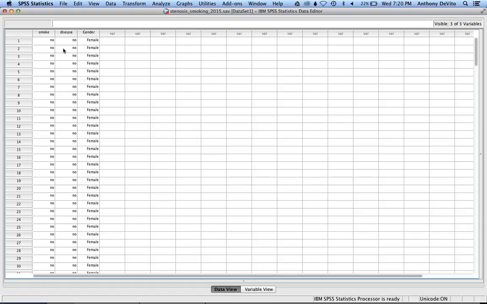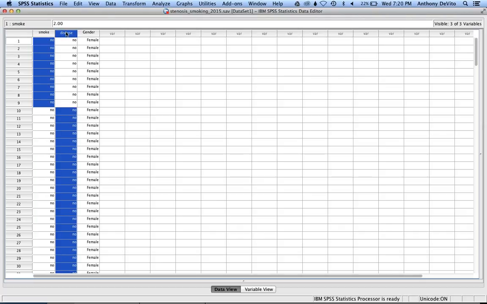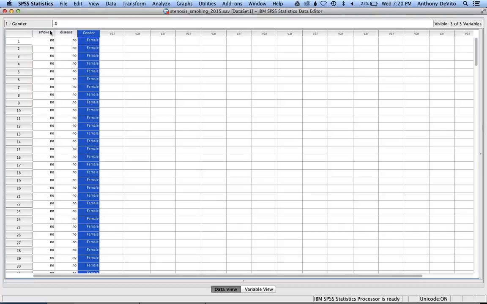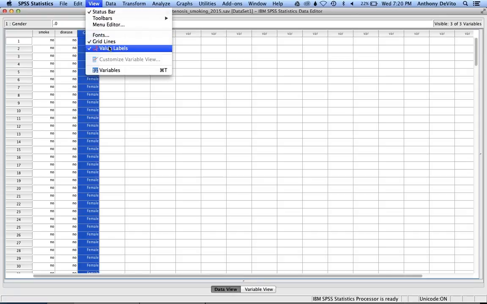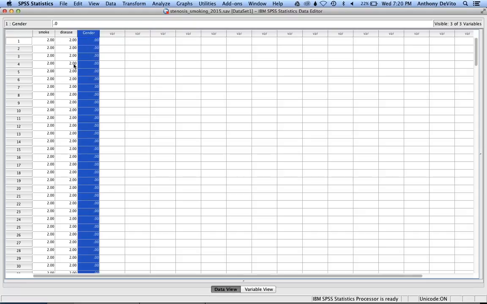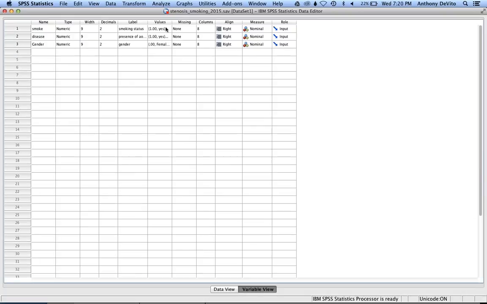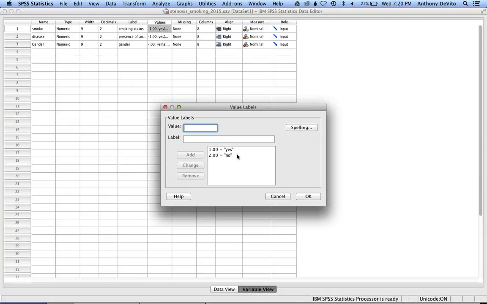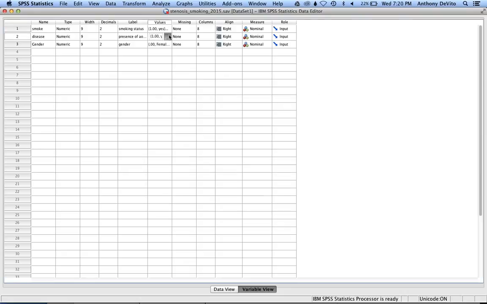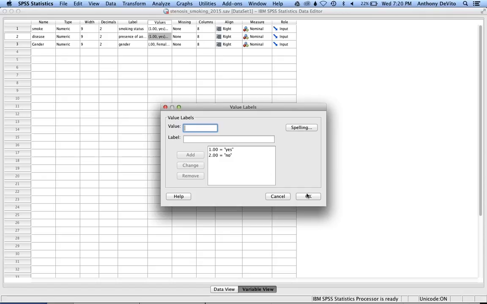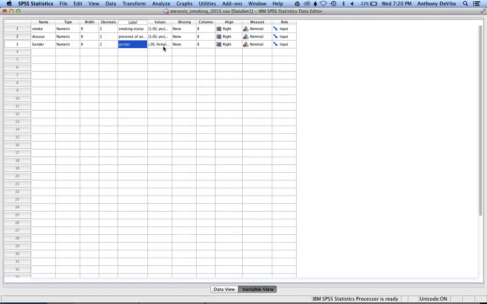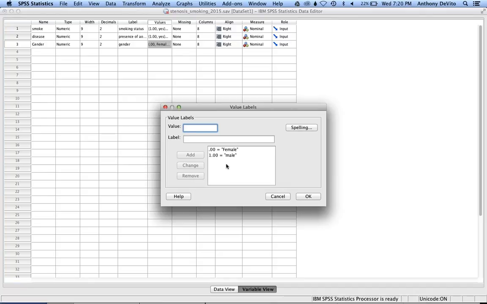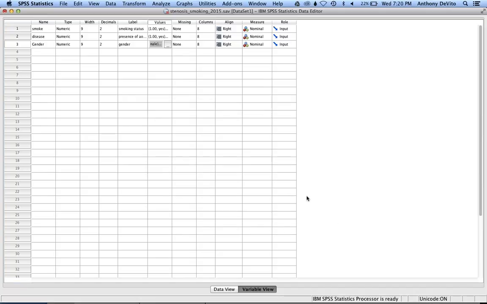All right, so at any rate, here is smoking, disease, and gender. These are all categorical variables. Now, you may notice that I'm in data view right now. If I go up here to view and turn off value labels, you'd notice that these are all numbers, zeros, ones, and twos. If I go into variable view, you'll see that in smoking, 1 means a smoker, 2 means a non-smoker. In disease, which is aortic stenosis, 1 means yes, 2 means no. And gender, 0 means female, 1 means male.